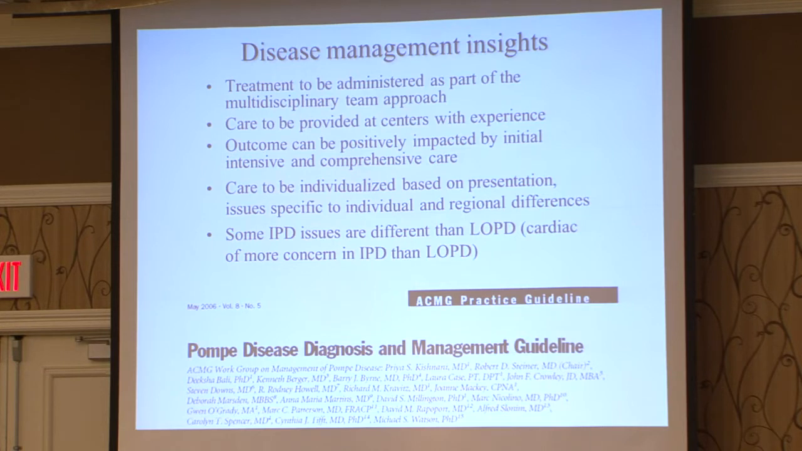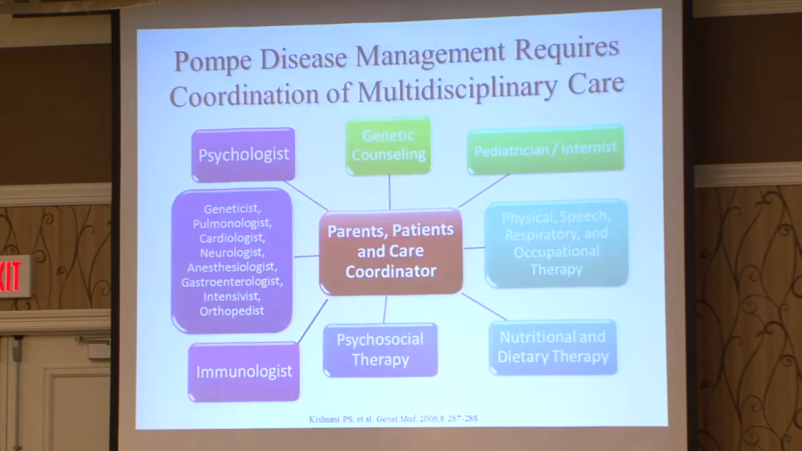And we should now recognize that we've got infantile survivors who are living to be adolescents, but their issues are not just an extension of what we see in late onset Pompe disease. Rather, there are certain features which are very characteristic of infantile cases and separate and different from the late onset Pompe disease cases. So this really is to tell you that at the center of this is you as the parents, the patients and the care coordinator, and then working with a group of experts with different areas of expertise to provide overall care to the child and or the adult.